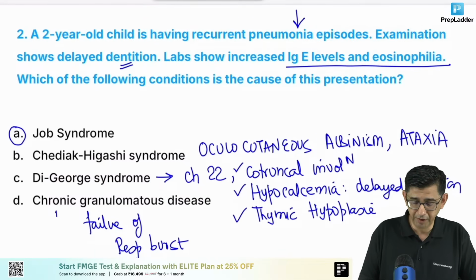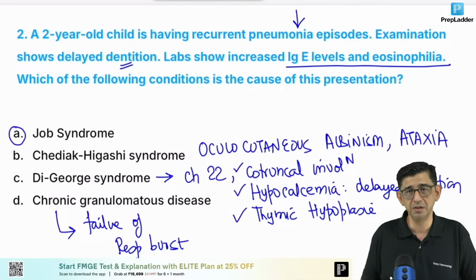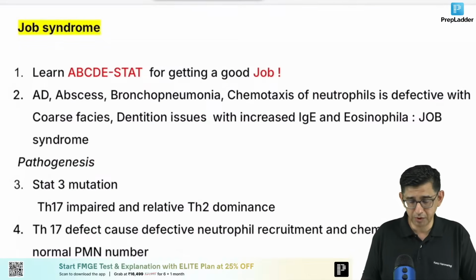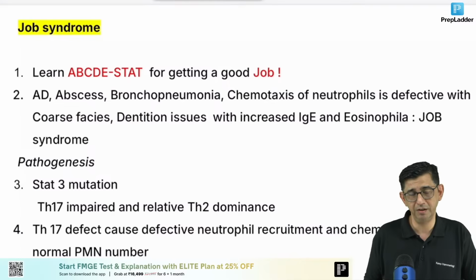But because of the failure of the respiratory burst, yes, even there recurrent infections can be present. So the learning point is all the four options begin by describing recurrent infections, but then we have to look for a differentiator. The correct answer in this case is Job syndrome, and the mnemonic to remember Job syndrome is ABCDE stat. For a good job, you need to learn basics, and if you learn basics, then you get a good job.